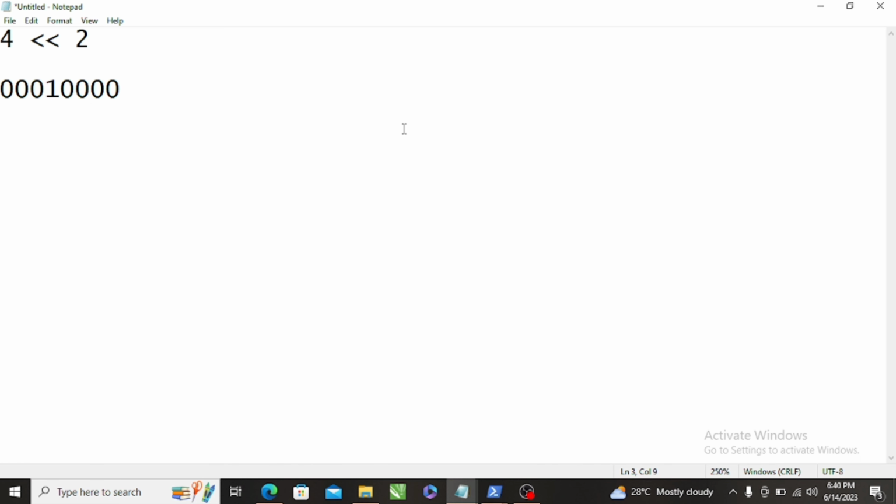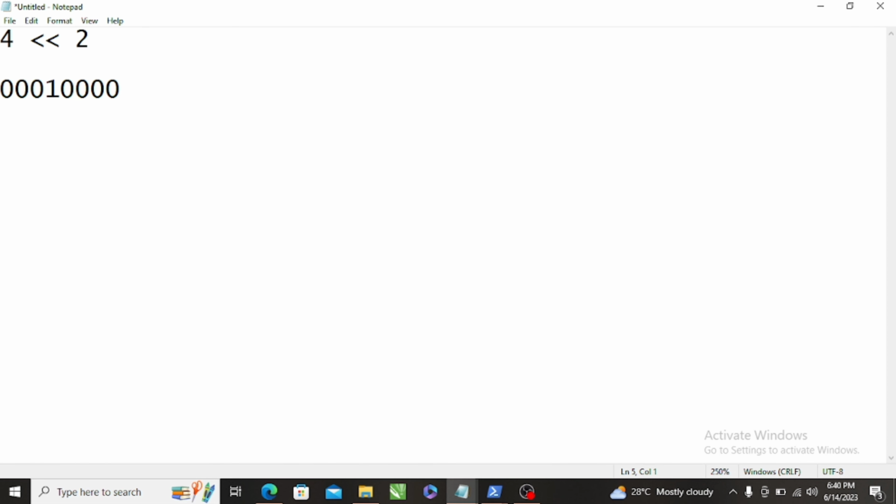So for left shift, what is 10000 in binary? The answer should be around, I don't know, probably 14 or something.